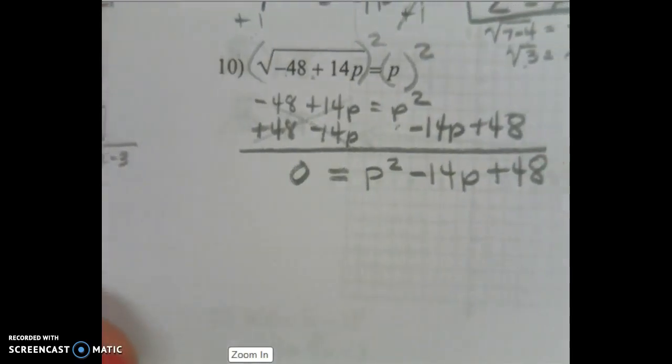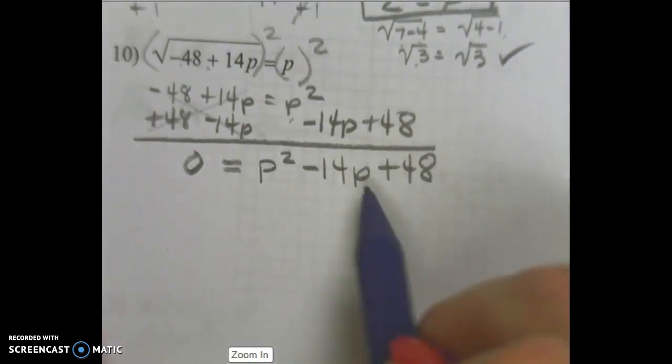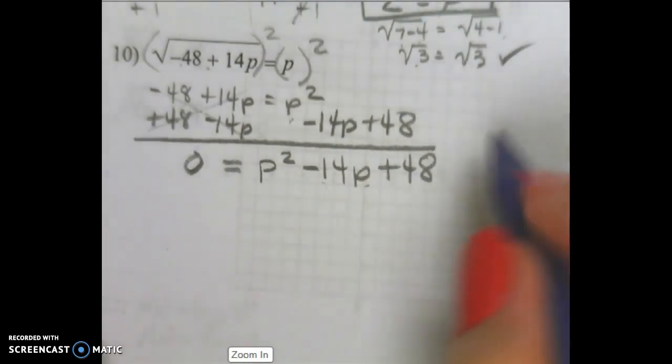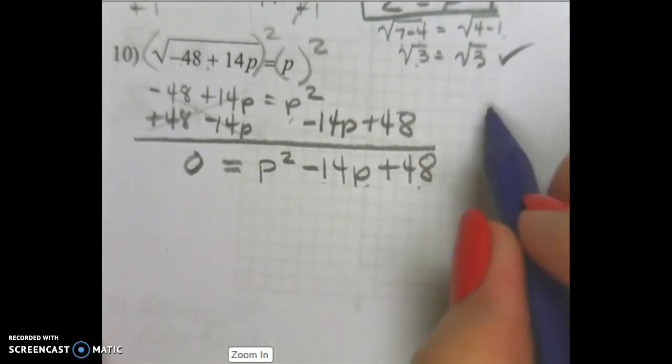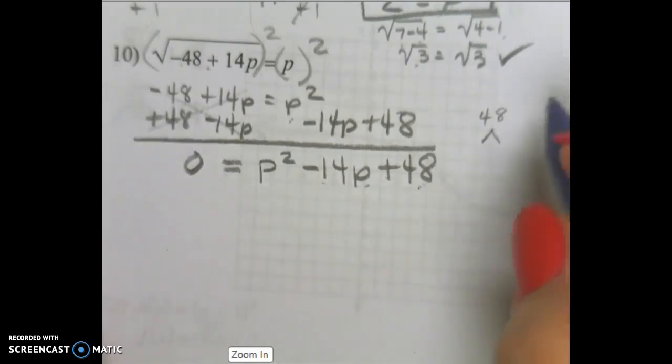Now, here's where I've got to do a little thinking. I've got to figure out some numbers that will work to break down my middle term. I need something that's going to multiply to give me 48. Two numbers that multiply to give me 48, but they have to add up to negative 14.